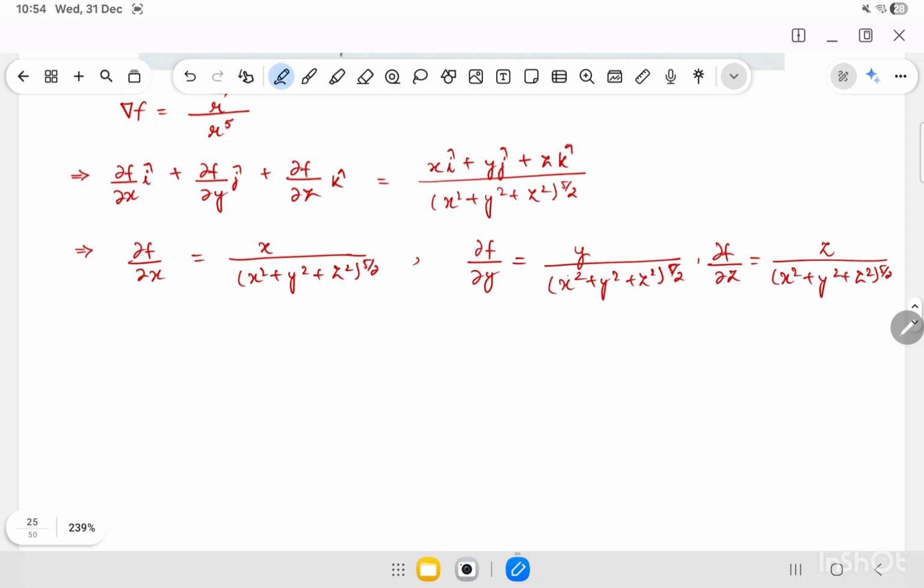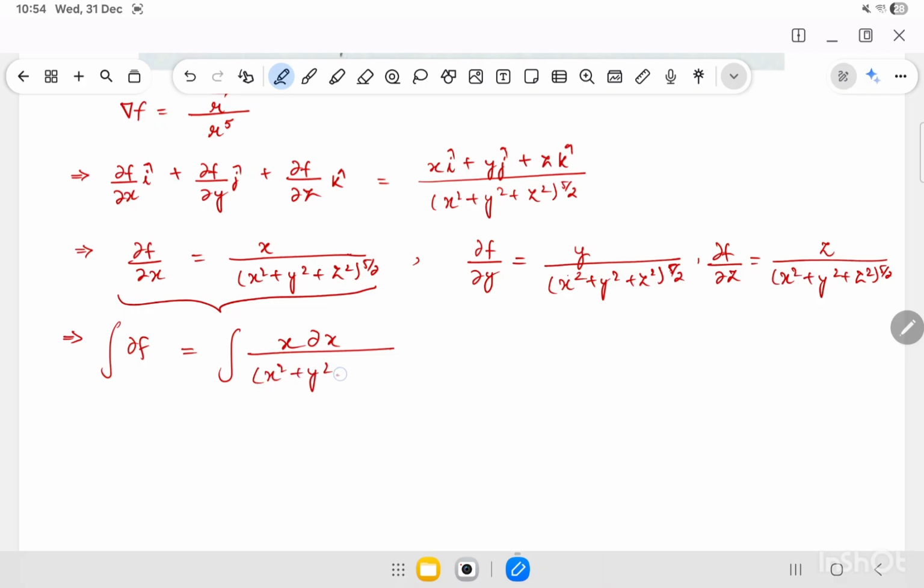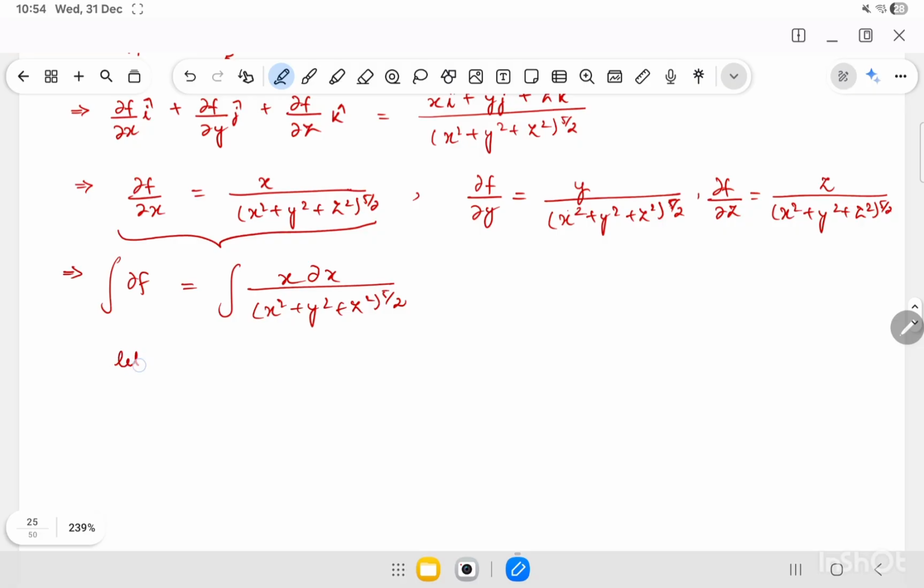So if I integrate this term, I'll get integration of del f equal to integration of x del x divided by (x square plus y square plus z square) raised to 5 by 2. Now what I can do is let x square plus y square plus z square equal u square. So from here I'll get 2u du equal to 2x dx.